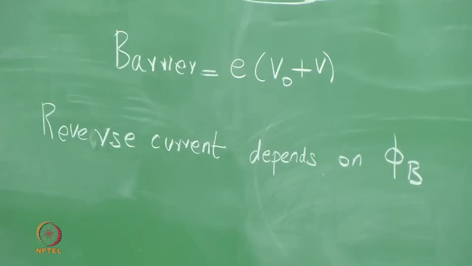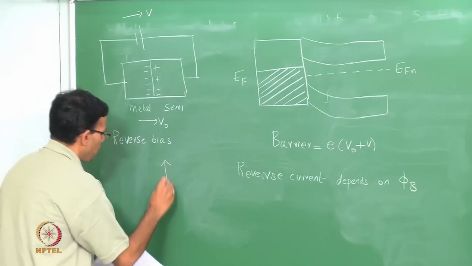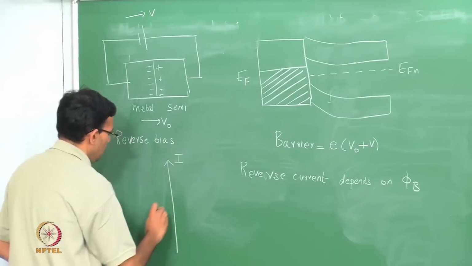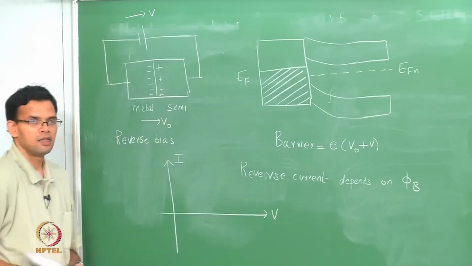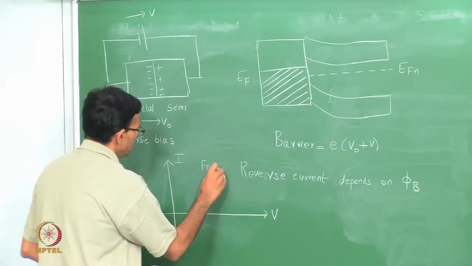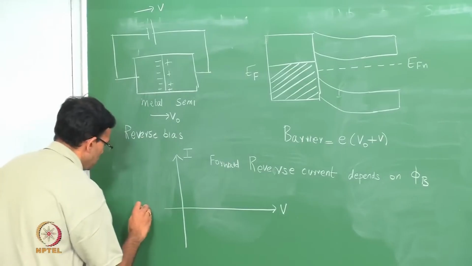So, we can draw an IV diagram for a Schottky junction. An IV diagram is one where we plot current on the y axis and voltage on the x axis. So the first quadrant is your forward bias, and the last quadrant is your reverse bias.